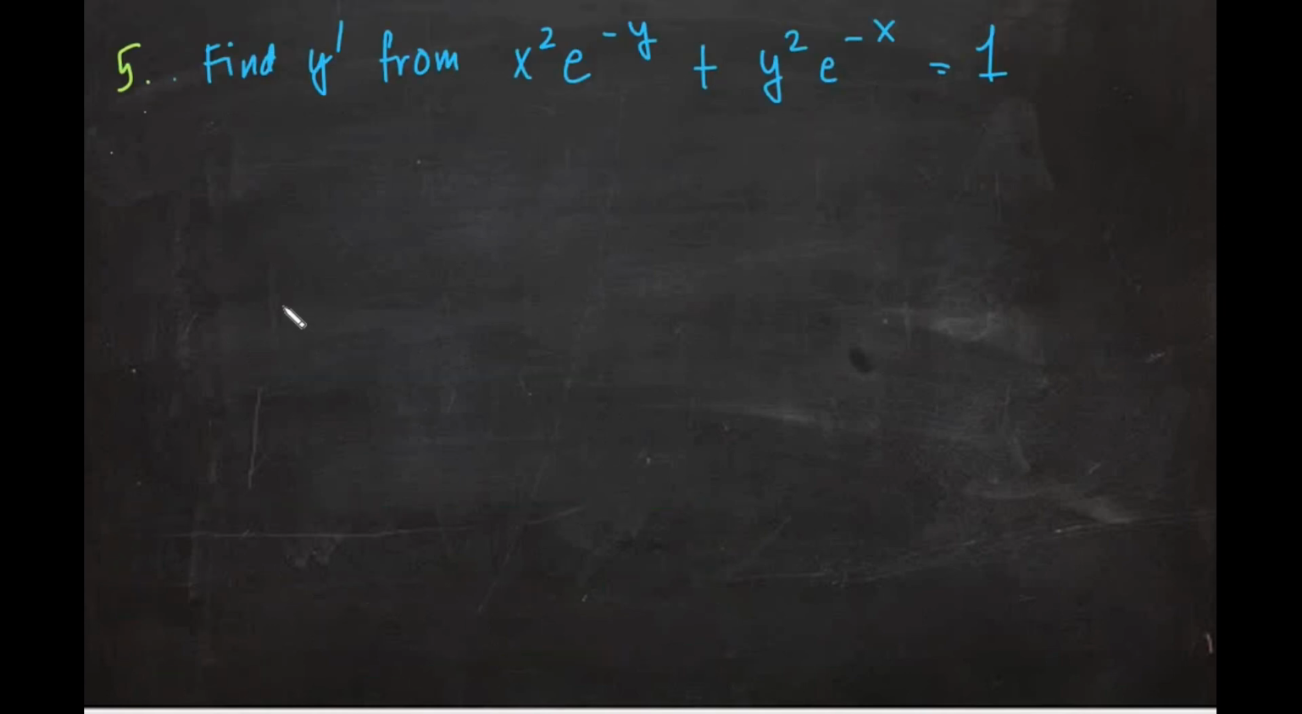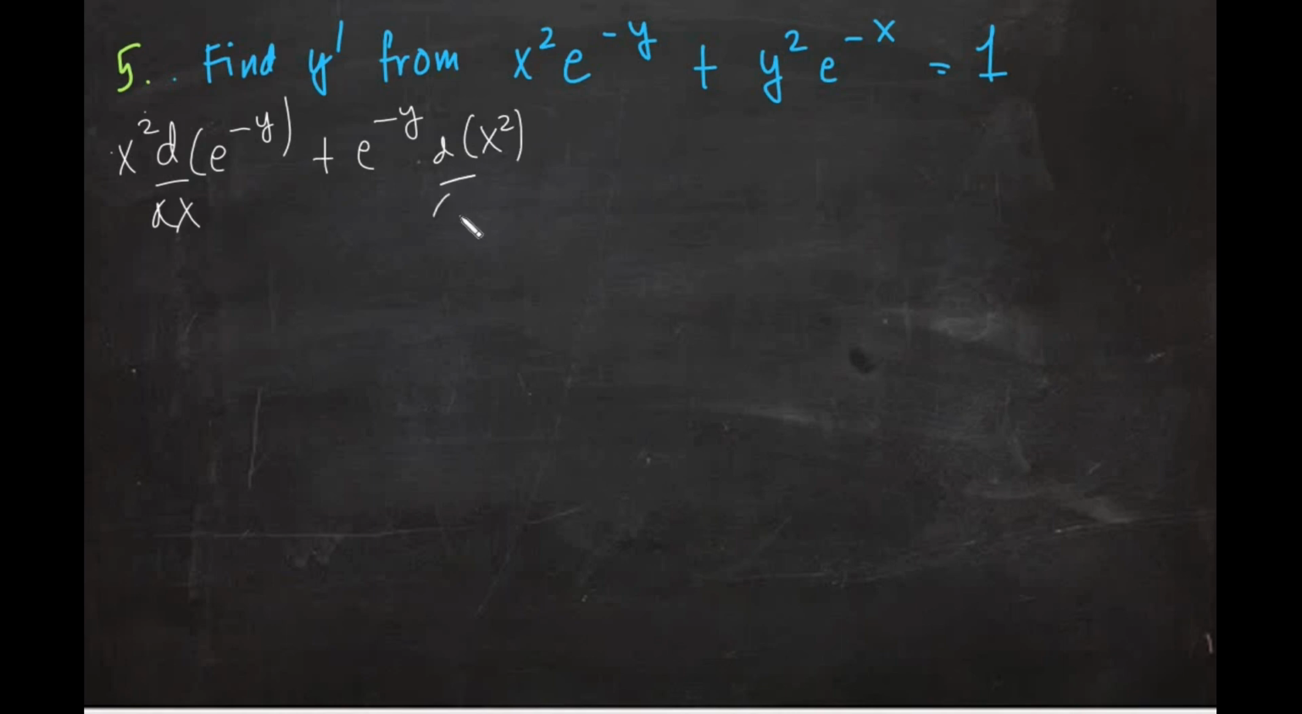Okay, so the last problem for our video involves an implicit function. The implicit function is x squared e raised to negative y plus y squared e raised to negative x is equal to 1. So let's get the first derivative, or the y prime. So we have here x squared. Then let's get the derivative of e raised to negative y, of course with respect to x, plus e raised to negative y times the derivative of x squared with respect to x. So we applied the derivative of a product.